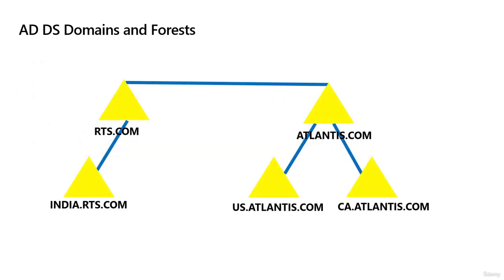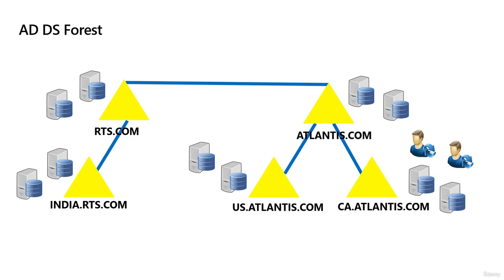The way that's designed, I have a domain, rts.com. I have a child domain named india.com. We have atlantis.com, us.atlantis, and I have this ca.atlantis. So let's say this is all one company. RTS is one division, Atlantis is another. The way this is actually structured, I'm going to have domain controllers in each of these domains. We already talked about the administrative boundary and the replication boundary. Let's say rts.com is our headquarters for the RTS division. We'll say this is in New York City.